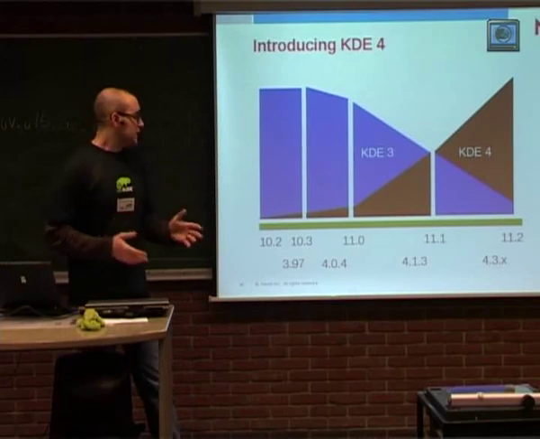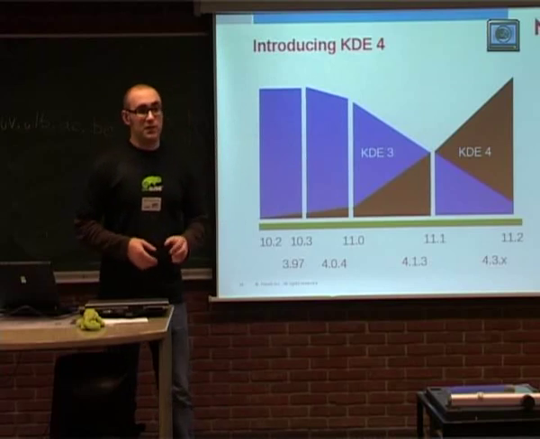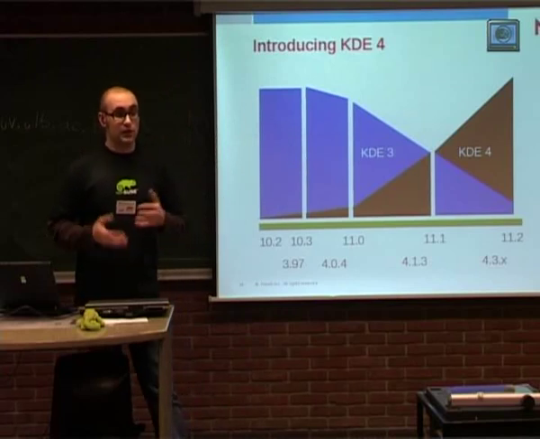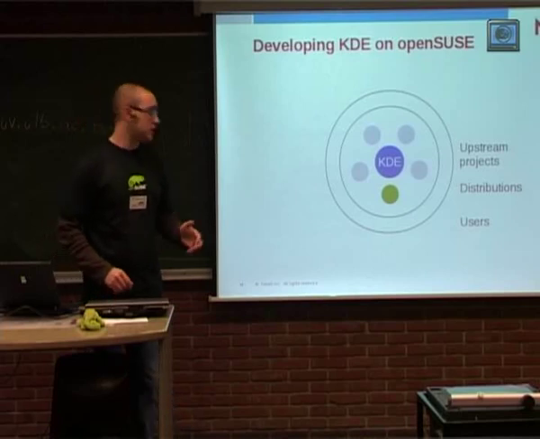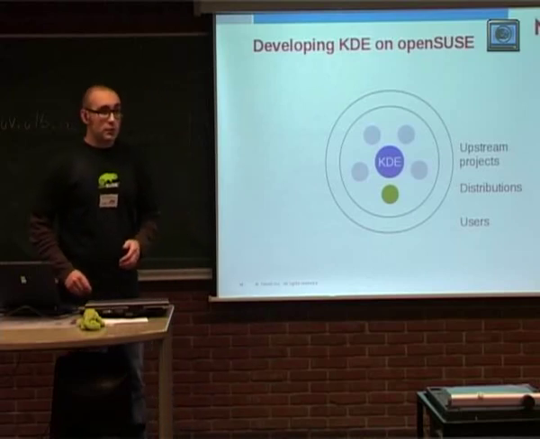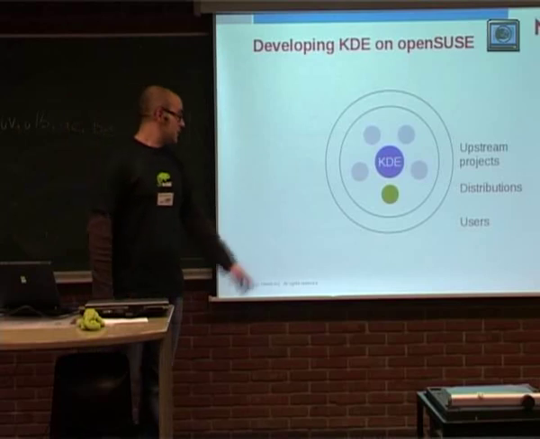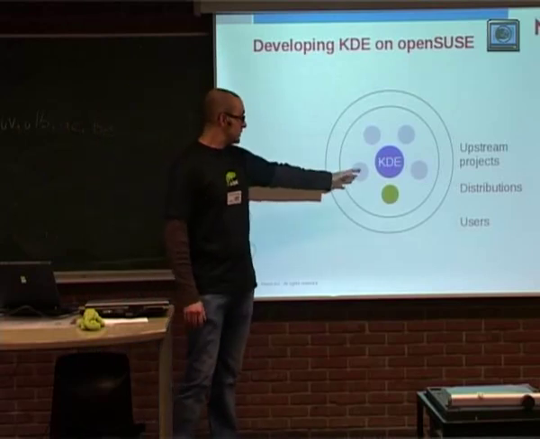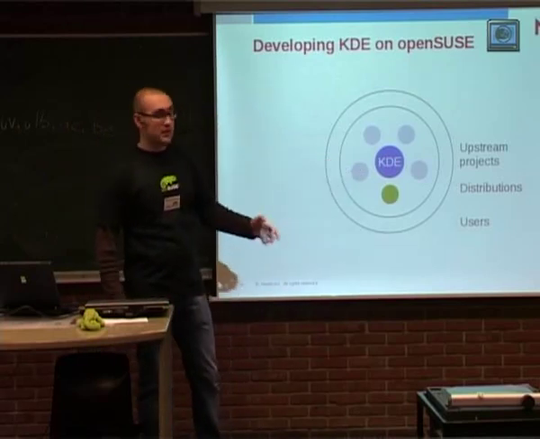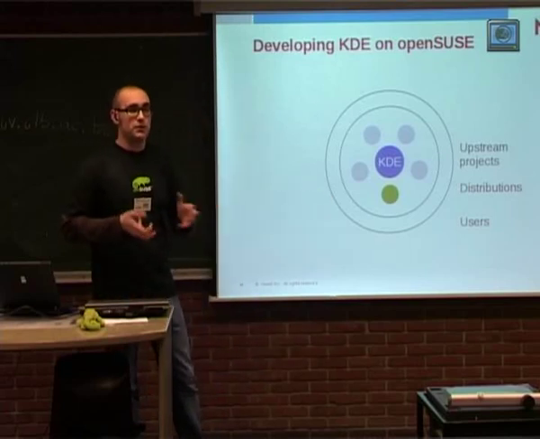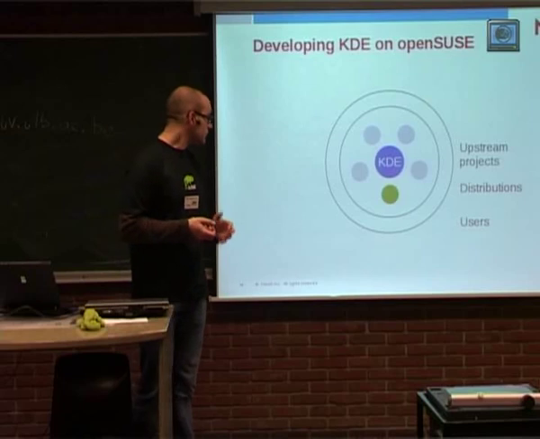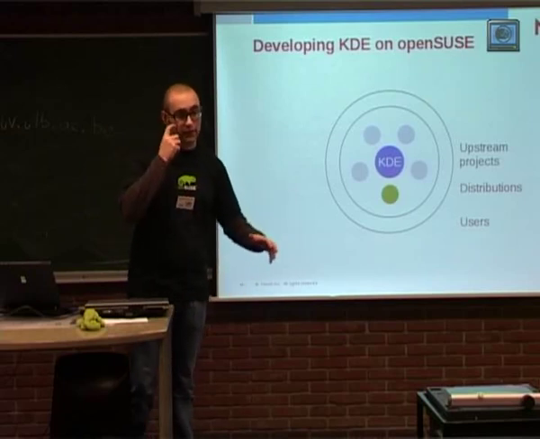But as you can see, for the last couple of years, we've actually been maintaining two KDE versions. So there's a lot of work and a lot of things that need to be done. And this is how we actually do it. You're probably all familiar with the open source development model, but you've got upstream projects, for example, KDE 3 in the middle of this diagram. We've got distributions around them, taking the software and putting it together into a coherent whole. And then you've got all these users who are taking this and using it.